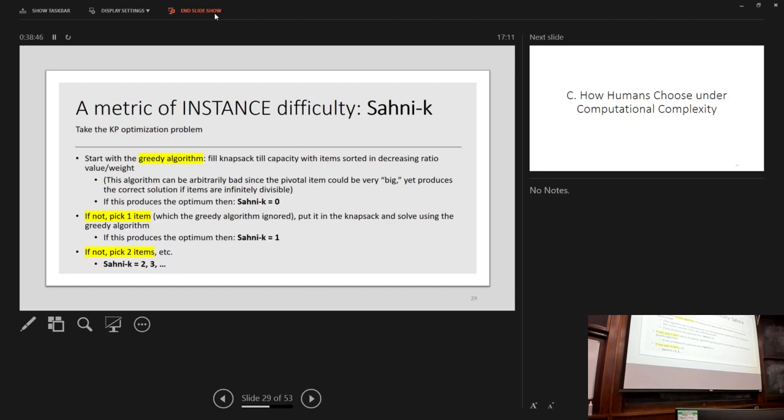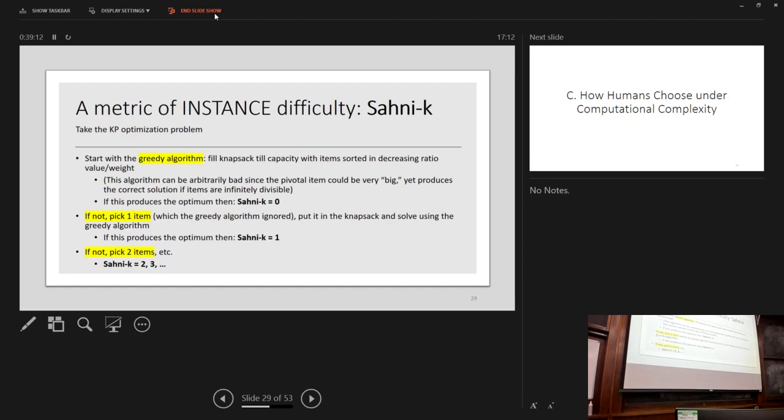If that doesn't work, you go one step further: you pick two items that the greedy algorithm didn't put in the knapsack, throw them into the knapsack, and start the greedy algorithm. If that finds a solution, Sonic A equals 2. And it continues like that: 3, 4. We have gone up to 10 items. Sonic A equals 4, what does that mean?